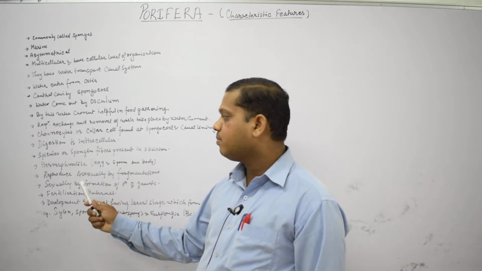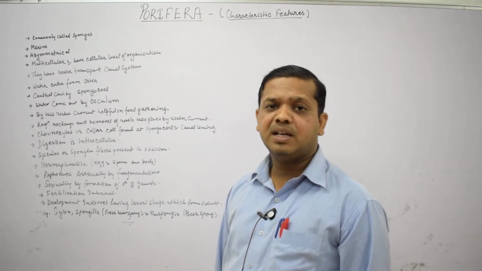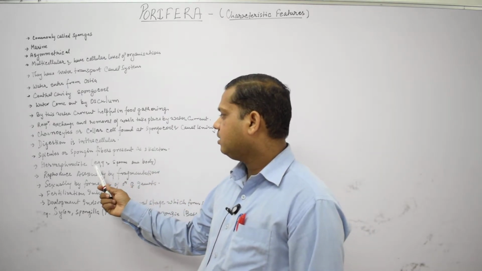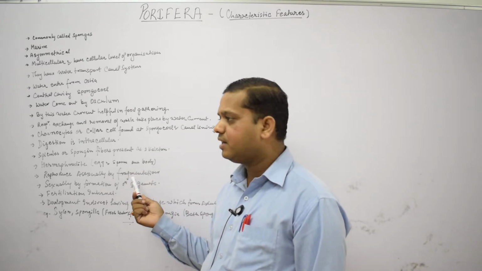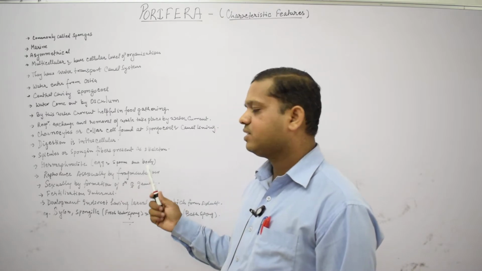The animal is hermaphrodite. Hermaphrodite means both sexes, male and female, are found in one body. That means the male part which produces sperm, as well as the female part which produces ova or eggs, are both present in one body.